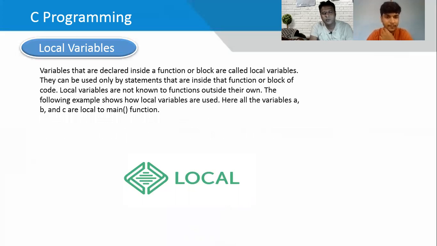Variables declared inside a function block are called local variables. They can be used only by the statements inside that function or block of code. Local variables are not known to functions outside their own. The following example shows how local variables are used, and here all the variables A, B, C are local to the main method.